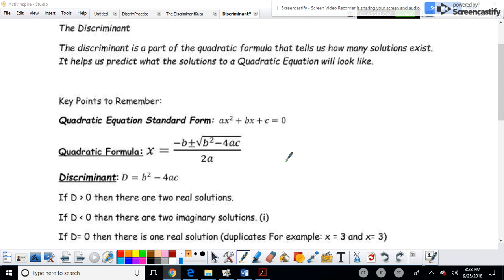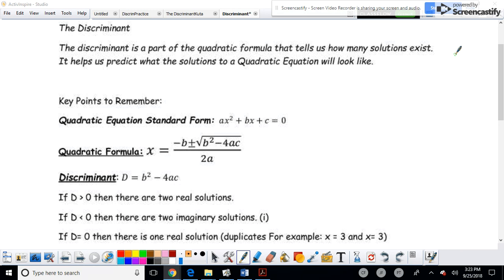Today, we are talking about the discriminant, and I have a definition right here of how I would define the discriminant. It is the part of the quadratic formula that tells us how many solutions exist. So, in summary, the discriminant just helps us predict what the solutions will be. It helps us predict what the solutions will look like.